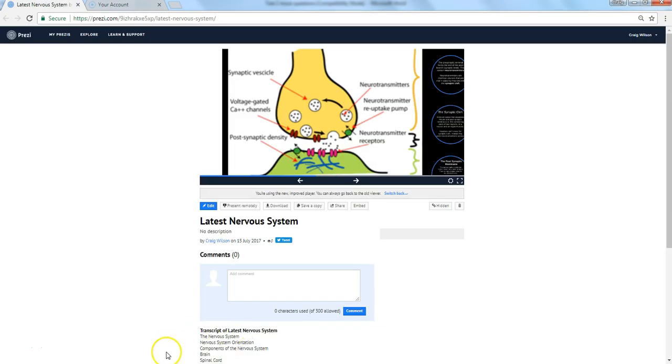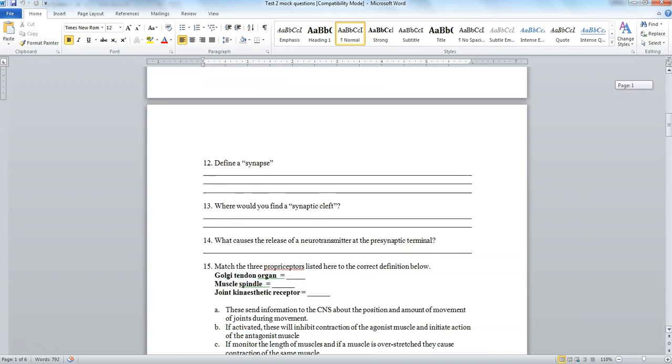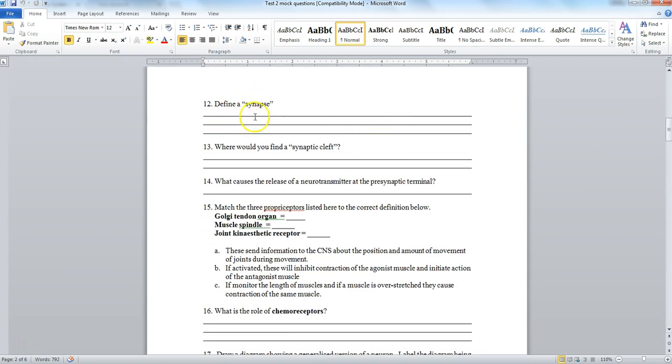So with that in mind, let's just solidify that information by going back into our mock questions for a second. We'll go to question 12 here: define a synapse. We can define a synapse as the meeting point between two neurons, allowing them to communicate. So feel free to pause or go back in the video to get that definition down. Question 13: where would you find a synaptic cleft? You'd find it between the presynaptic terminal and the postsynaptic membrane.